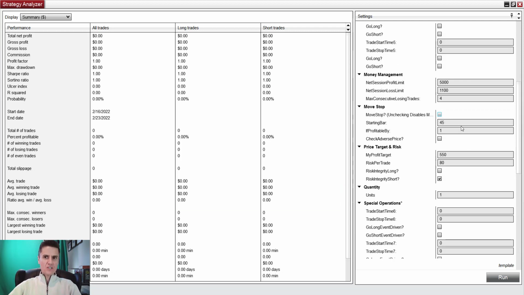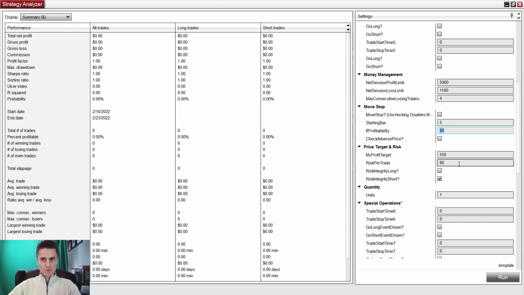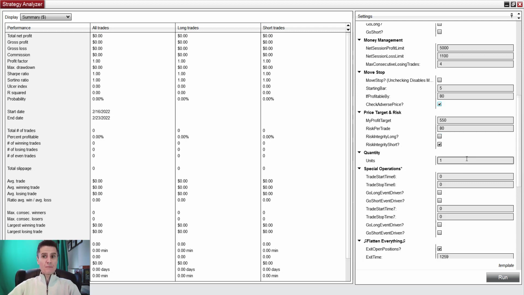So uncheck the move stop for now. But for the move stop, I want to be quick about it, but I'll also protect myself with 80. So I'm going to say if I've been in the trade for 5 minutes, and if it's profitable by at least 80 ticks, which is also my stop, and if price has moved against me, then I should get out. But I'm not going to check that now because I want to show that to you later. I'm going to fill it in now, and I'll check it later. I'm going to run it with just price target and stop initially.